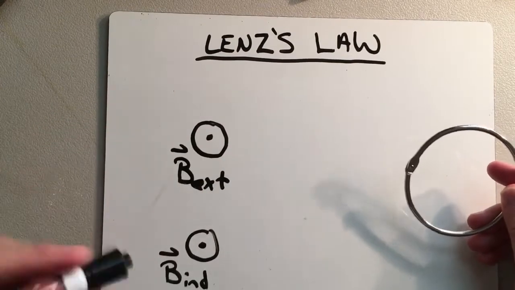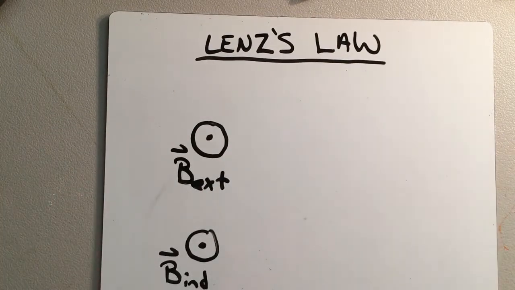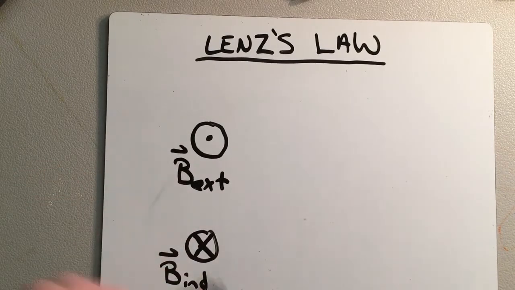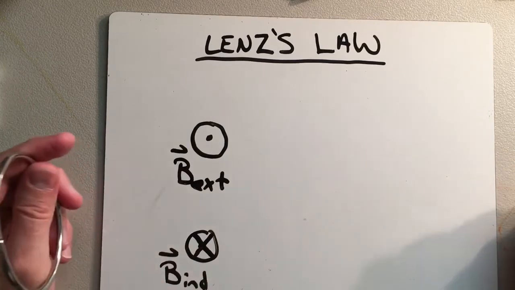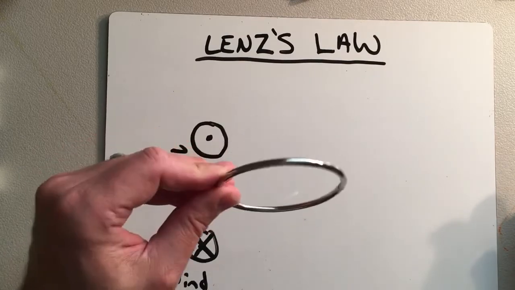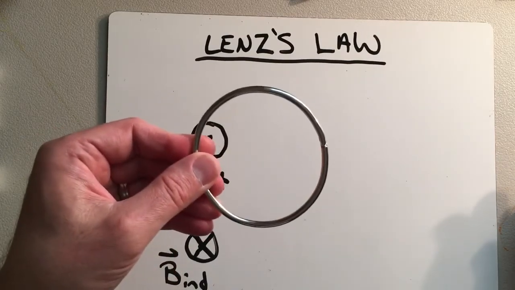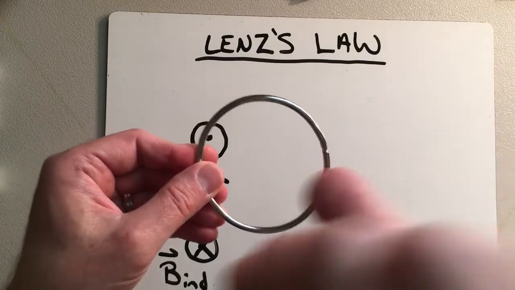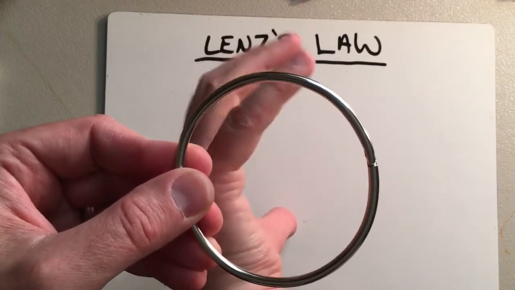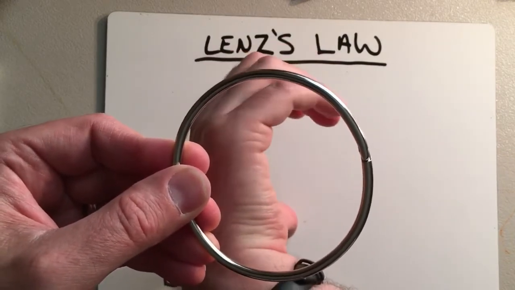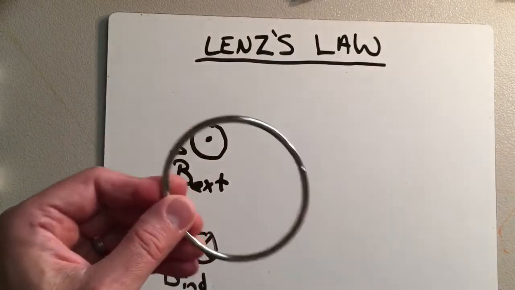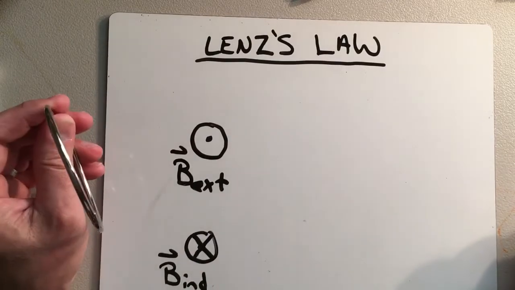So what happens there? Well, if the flux is increasing, then the induced magnetic field will be anti-parallel to the external magnetic field. So it's going like this, starting here, going to here. Anti-parallel means I've got to point my thumb down. My thumb is down, and my fingers are curling in the direction of the induced current. So in this case, clockwise. So here, in this situation, I get a clockwise current.